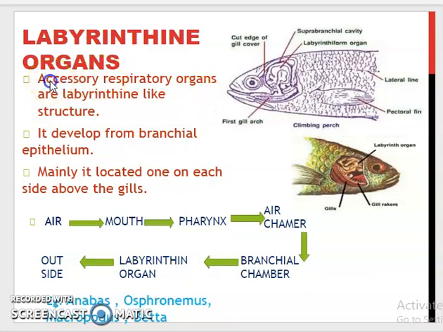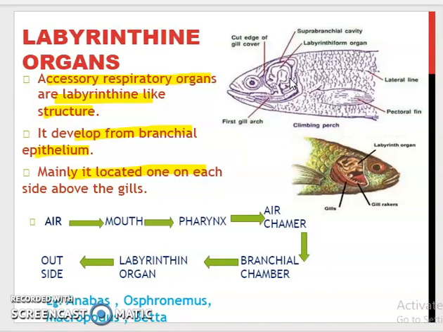This is an accessory respiratory organ, also called a labyrinthine-like structure. Here is a picture of the labyrinthine organ seen in a fish, and these labyrinthine organs are present in Anabas. It is developed from the branchial epithelium, and is mainly located, one on each side, above the gills. So this is a gill, you can see here, and above the gill this modified structure is seen in Anabas. Anabas is also called the climbing perch.